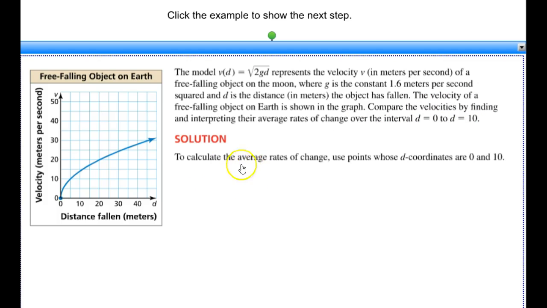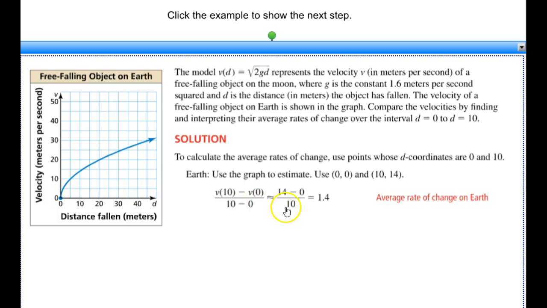Okay, so to find the average rate of change, I want to use specifically the 2 points that I'm told. So I'm told my coordinates are going to be at 0 and at 10. So the first thing, for Earth, I estimate by using my graph when I have my x value of 0, which was approximately 0, and my x value of 10, which we were estimating to be about 14. So here's my average rate of change on Earth.